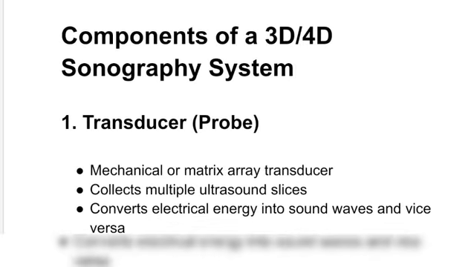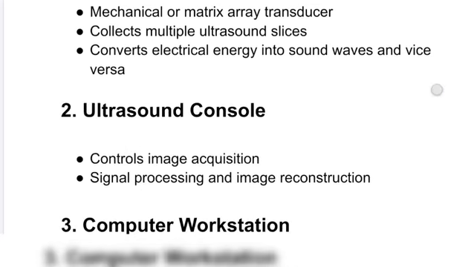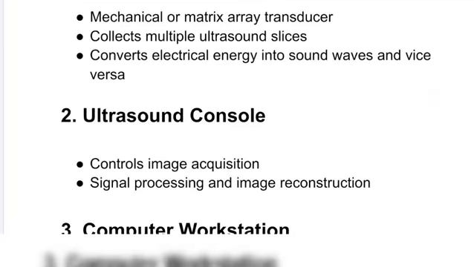Next is the components of a 3D or 4D sonography system. First is the transducer, which we can also call a probe. It is a mechanical or matrix array transducer that collects the multiple ultrasound slices, converting electrical energy into sound waves and vice versa, that is, taking the sound waves back into electrical energy and giving it to the computer system.